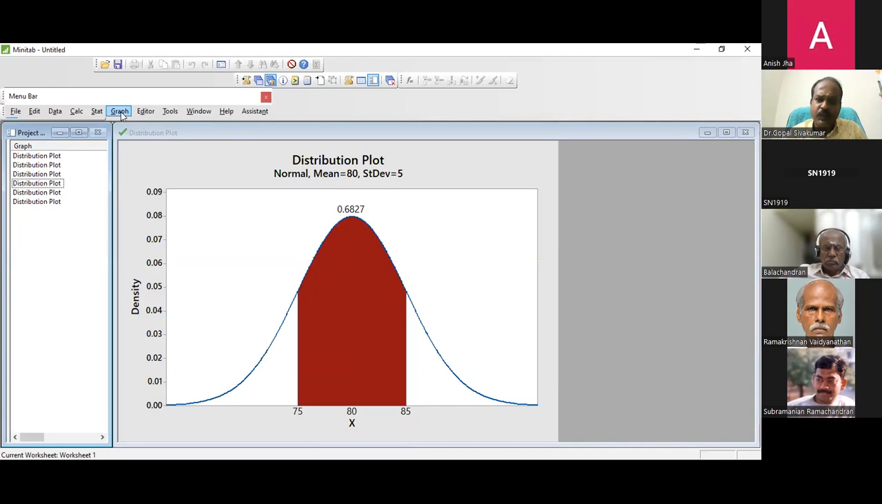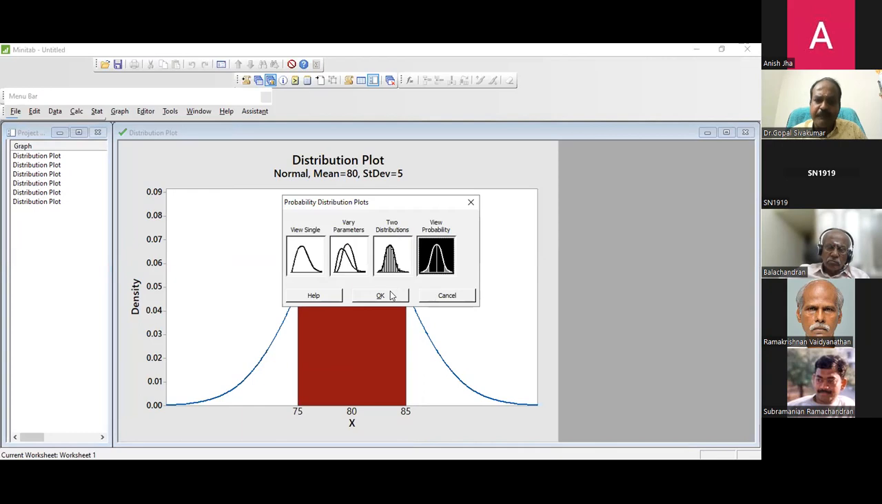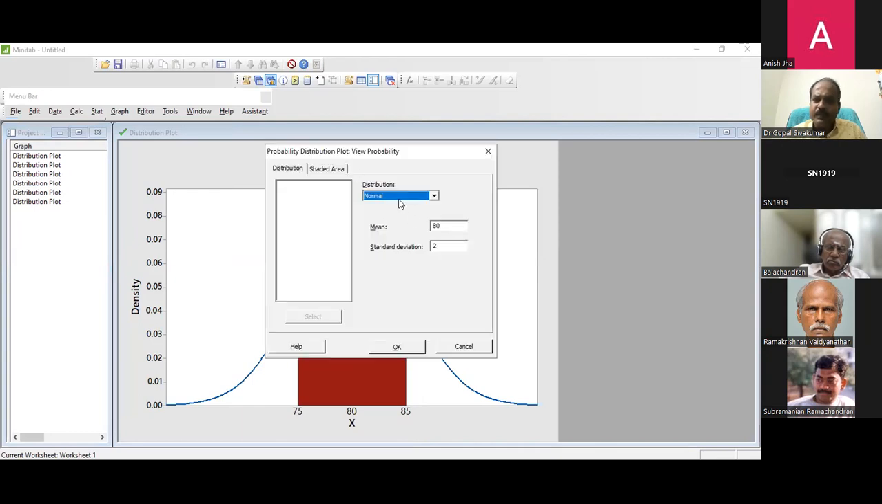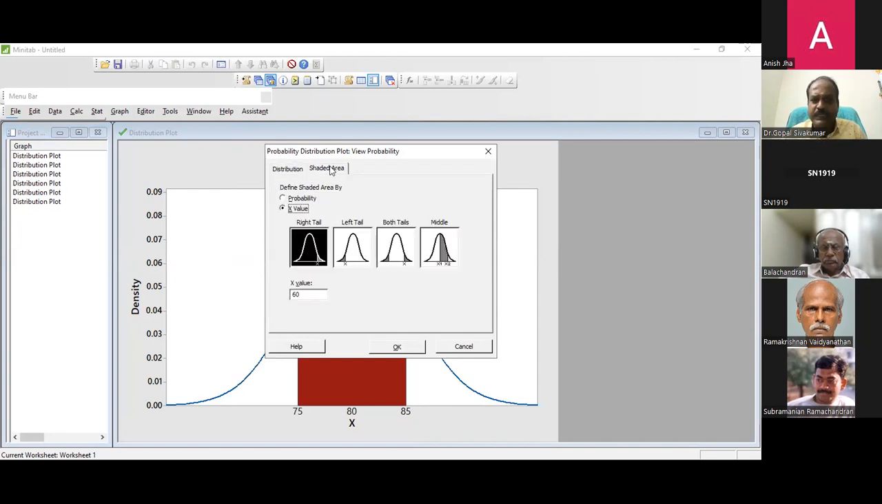Now go to graph, probability distribution plot, view probability, give OK. Now make it standard because this is a standard case, isn't it? Sorry, here also they have given 80 and 2. So if the real values are given, use that. Now go to shaded area, middle. Now left. You can take left, you can also take right. Now we have to take right, sir. Right means you choose probability, choose right.